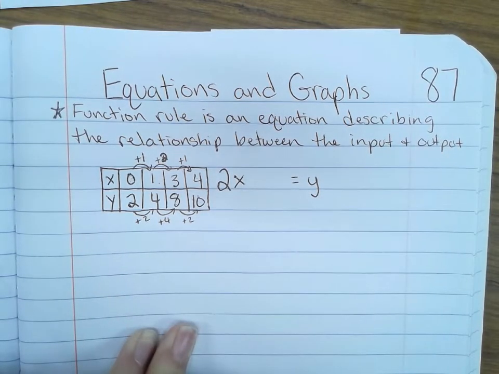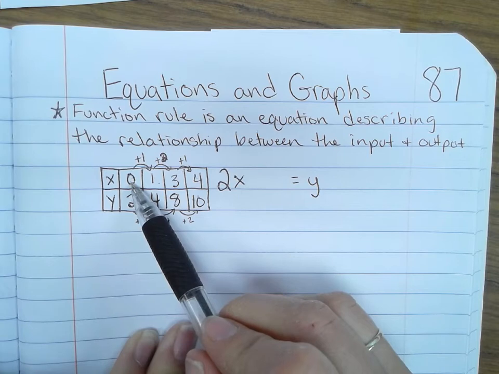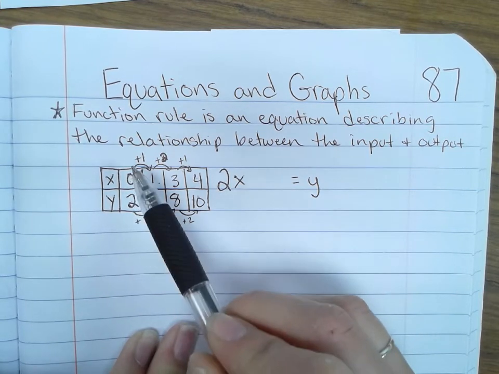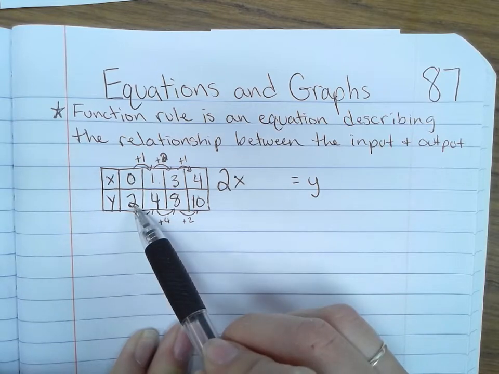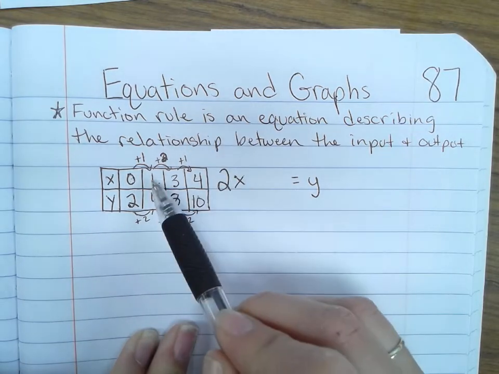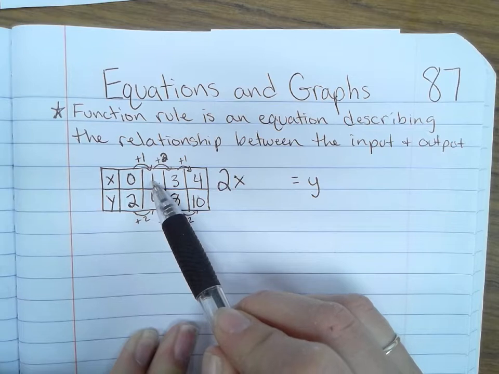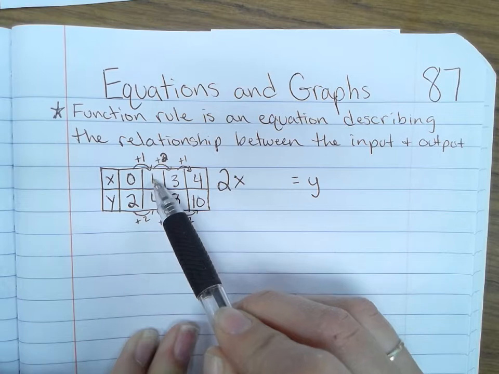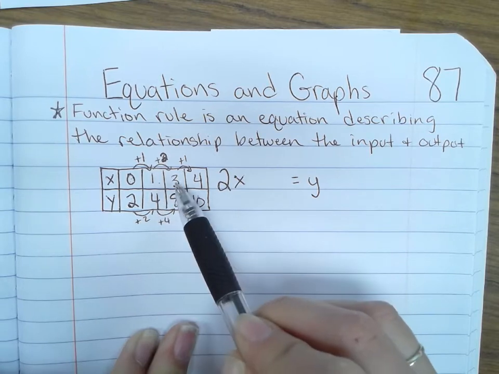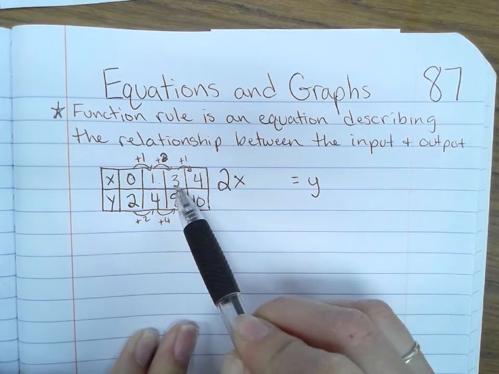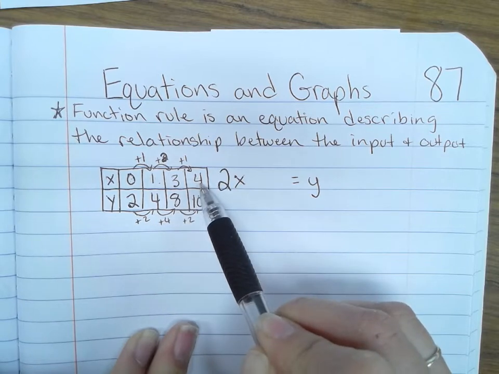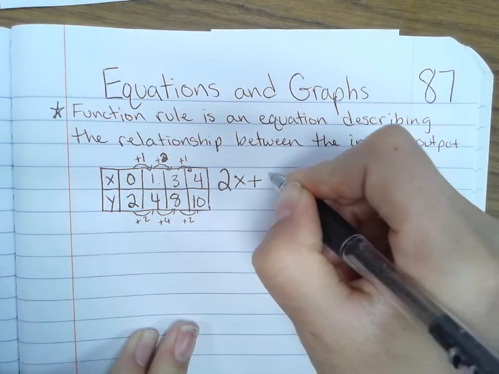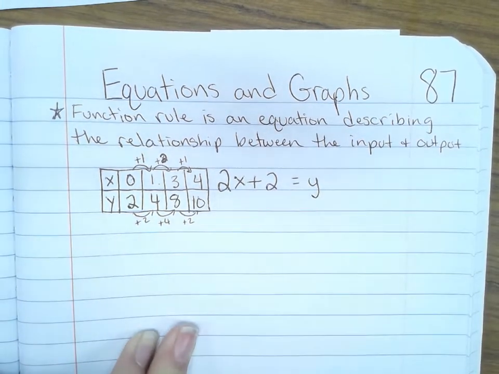x. So 2 times 0 would be 0, but I have 2. What do I need to do to 0 to make 2? I would need to add 2. Okay, let's look here. 1 times 2 would be 2, but I need 4. 2 plus 2 is 4, so adding 2 again would work. 3 times 2 is 6. 6 plus 2 is 8. 4 times 2 is 8. 8 plus 2 is 10. So for each one of these, we have to adjust it and add 2 as well.